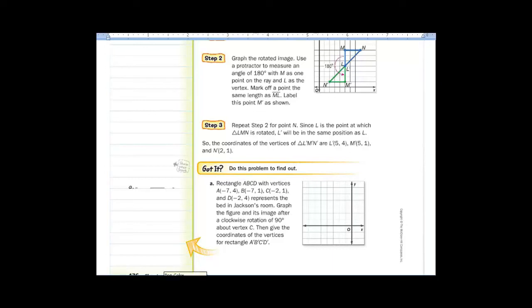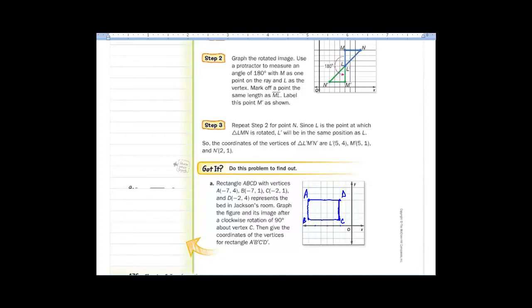All right, rectangle ABCD with vertices at negative 7, 4. That would be at negative 7: 1, 2, 3, 4, 5, 6, 7, and 1, 2, 3, 4. Negative 7, 4, that is A. B, negative 7, 1. C, negative 2, 1. Better mark that as B and C. And D, negative 2, 4. That's D. All right, so there's your rectangle. So, got it graphed first.